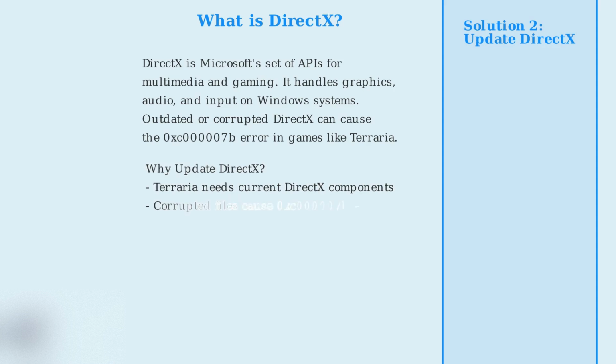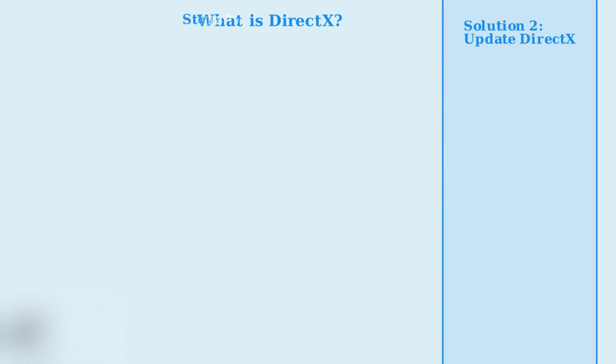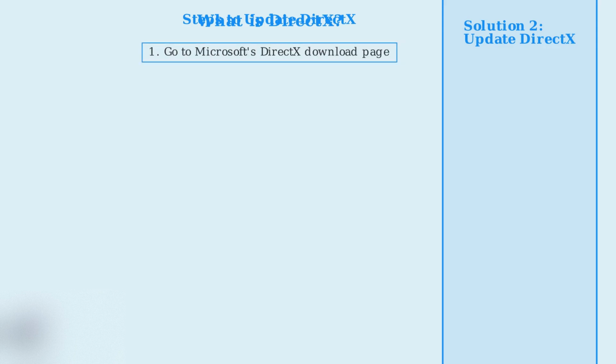An outdated or corrupted DirectX installation can trigger the 0xc000007b error because Terraria relies on these APIs for proper functioning. Corrupted DLL files or missing components prevent the game from starting. To update DirectX, visit the official Microsoft website and download the latest DirectX End-User Runtime web installer. This tool automatically detects and installs the necessary components.